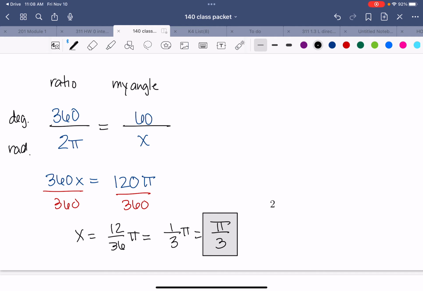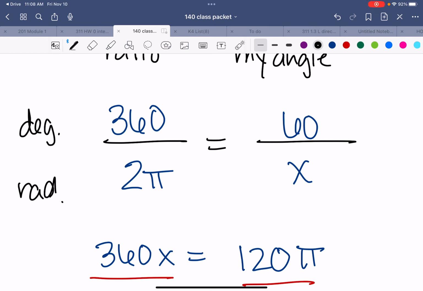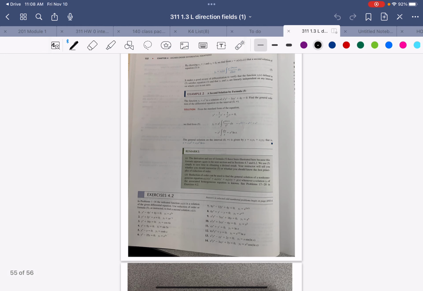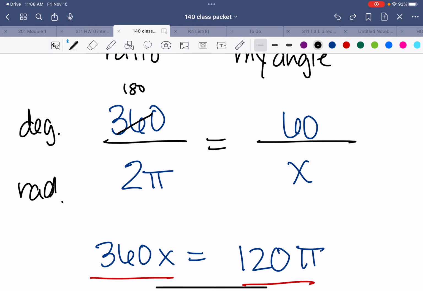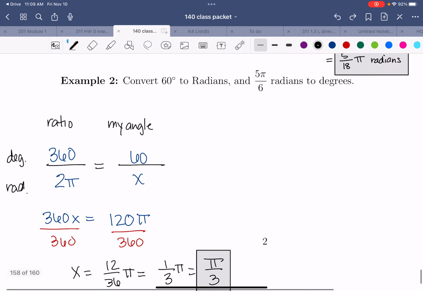Now there's a shorter way to do this. Instead of using 360 over 2 pi, you could reduce this by 2, so this would be 180 over pi. You can use that one as well. Really all you're doing is either multiplying by 180 over pi, or dividing by 180 over pi. But I like to set up the proportion and solve it properly so that we know exactly what we're doing, because then it works the same way going backwards for radians.